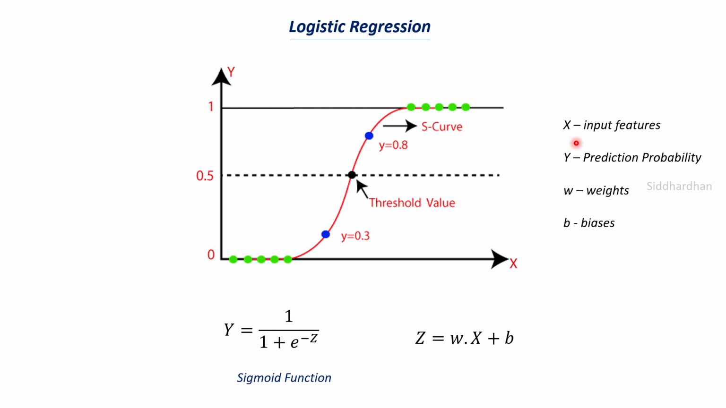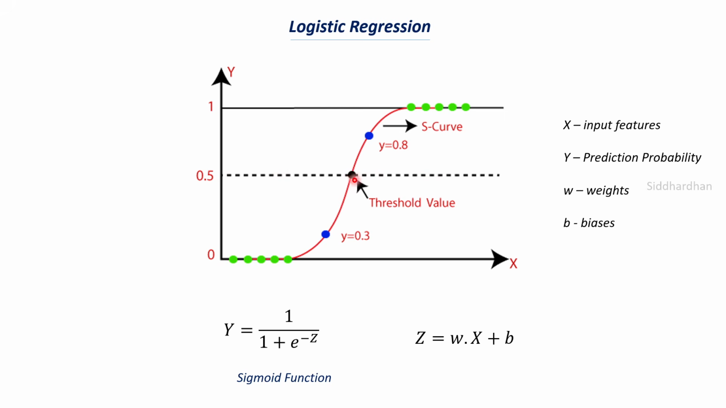So we have x as input features, and y is our survived value, and w represents weights, and b represents biases, which is nothing but some intercept. The z value is given by w dot x plus b, and when you put this z in this function, you will get y. This y value will be a prediction probability, and this value lies between 0 and 1. So it won't contain the value as either 0 or 1, but it will contain a probability value between 0 and 1. When you put your data in this function, you will get a sigmoid curve, and you can find the threshold value.